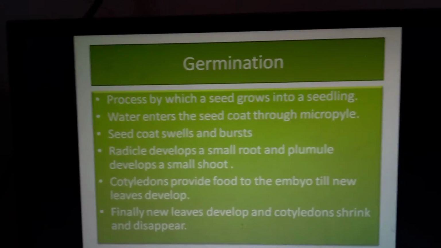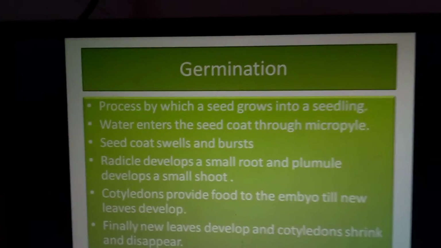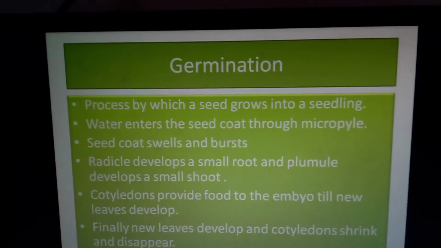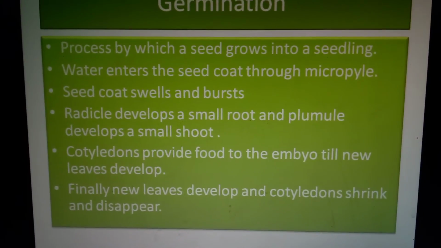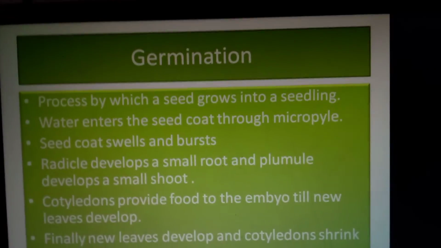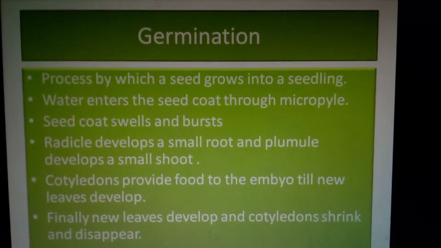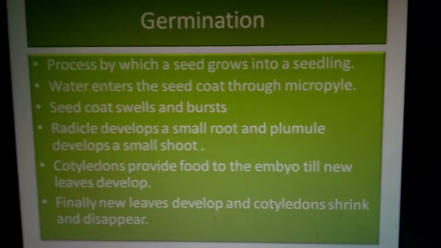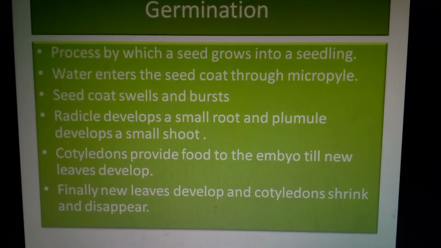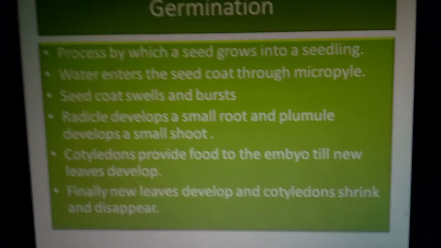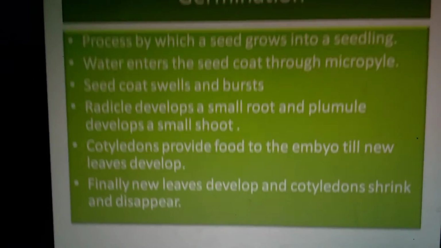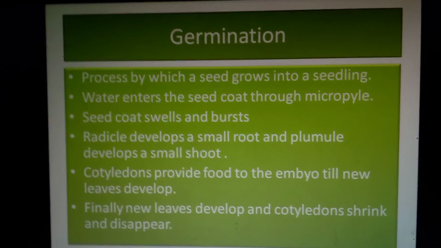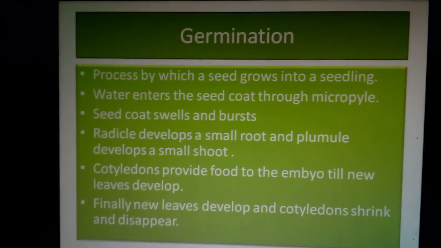Germination. The process by which a seed grows into a seedling is known as germination. This is a very important thing. Water enters the seed coat through the micropyle. The seed coat swells and bursts. The radicle develops into a small root and the plumule develops into a small shoot. This is very interesting.